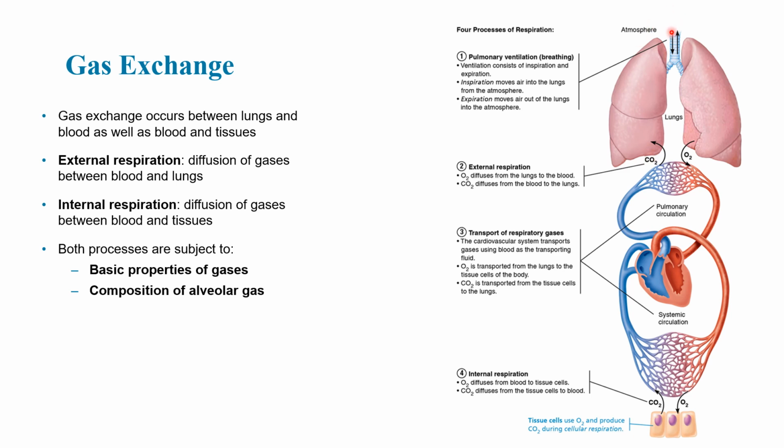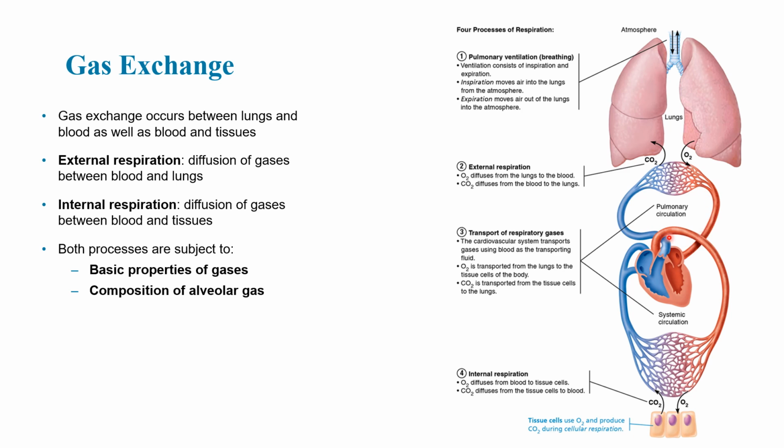The oxygen is coming from the lung, and it is diffusing into the blood, and the carbon dioxide is diffused from the blood to the lungs, and then it is expired out into the air. This process is known as external respiration.